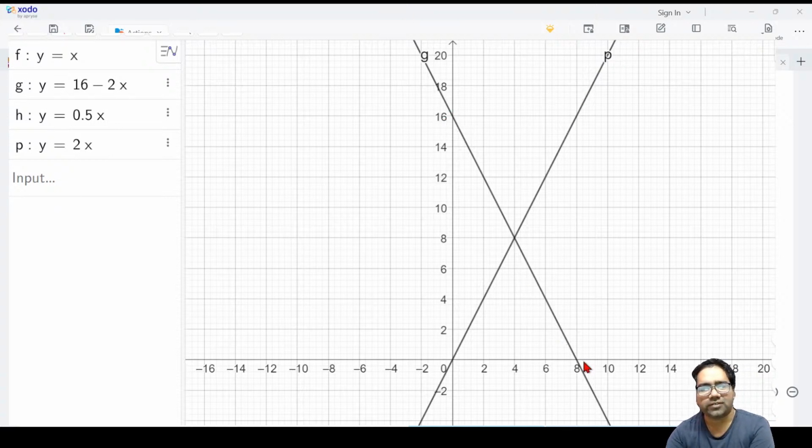Similarly, this fellow is also covering equal distances in equal time, right? In this 2 hours, he has covered this 4 kilometers. In this 2 hours, he has covered this four. In this 2 hours, he covered this four. So both are covering equal distances in equal time. What is the difference? One fellow is coming towards you, another fellow is going away from you.